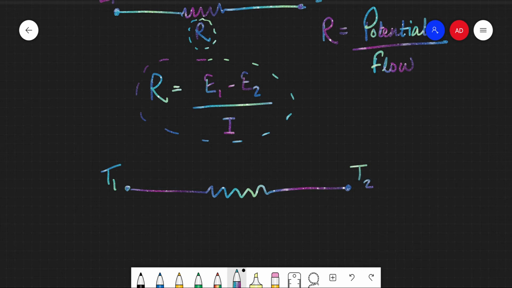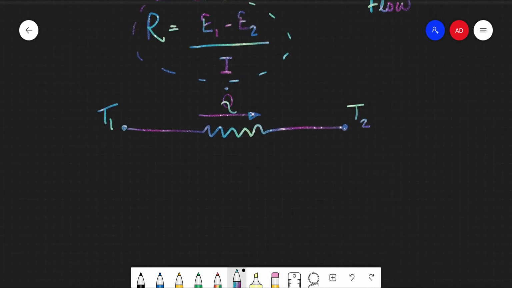And instead of current flowing, we have heat flowing, right? And so basically here as well, the thermal resistance can be defined as the potential divided by the flow, and the potential here will be T1 minus T2, and the flow here will be nothing but Q dot.